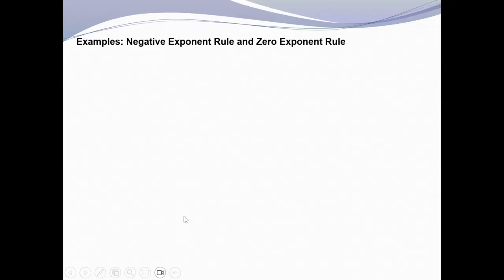Now comes the negative exponent rule. If you have a to the negative n equals 1, let's see, Paulina, you had a question, right? Let me see if I can answer your question, Paulina. Let me go back here and see if I can answer it.